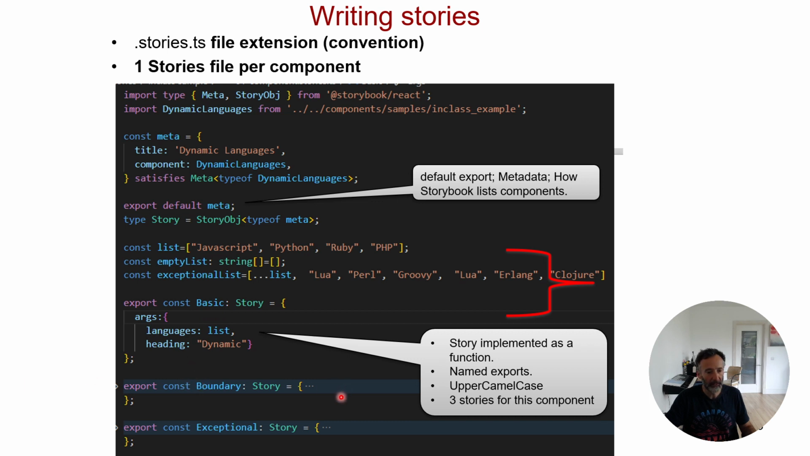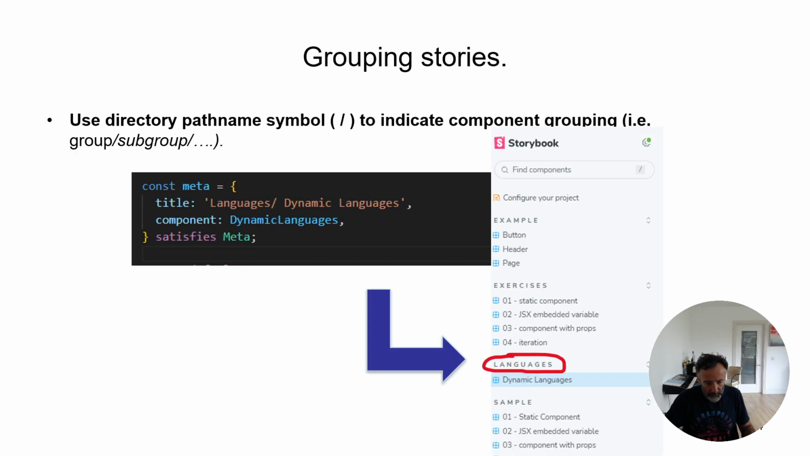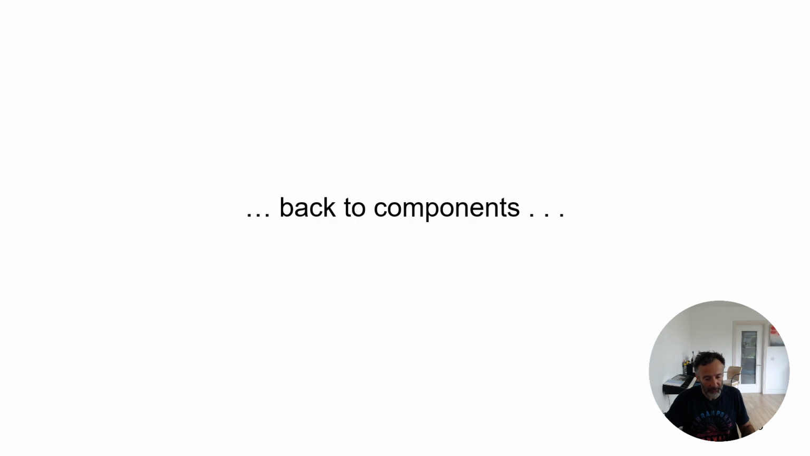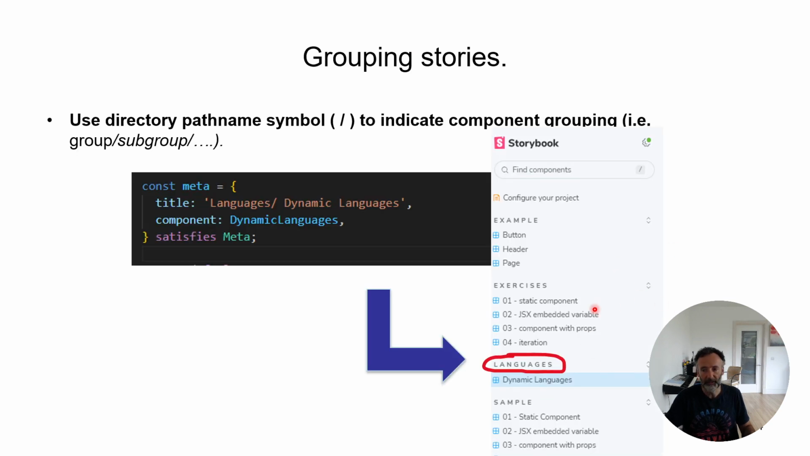The other thing that I wanted to draw your attention to, we talked about the groupings there. We use a directory path name symbol for groupings, and that will allow us to specify different groupings we want in our Storybook files, our Storybook list of components.